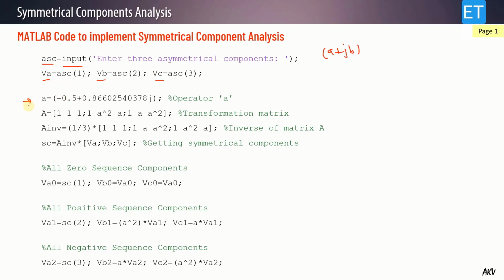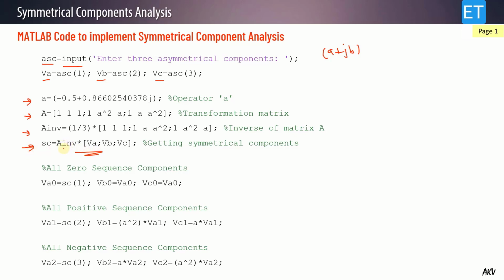Now I am defining the operator a, which is minus 0.5 plus 0.866j. Then this is the matrix A, whose first row is 1, 1, 1, second row is 1, a square, a, and the third row is 1, a, a square. Then I'm getting the inverse of it, which is equal to one upon three times this matrix, as already explained in the theory section.